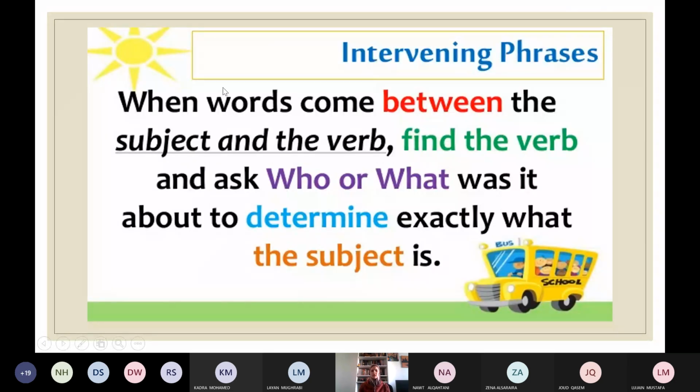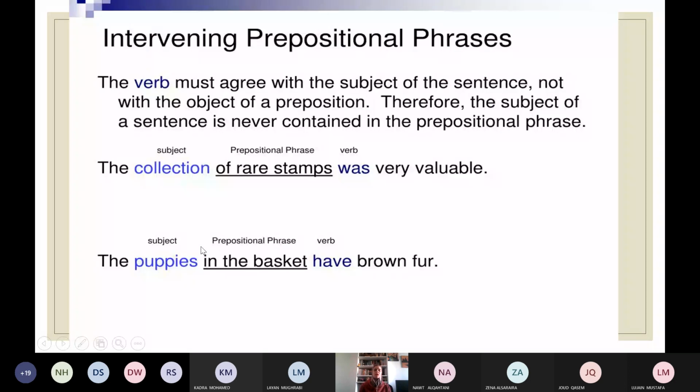Intervening phrases again. When words come between the subject and the verb, find the verb and ask who or what was it about to determine exactly what the subject is. Here, the collection of rare stamps was very valuable. Remember when we wanted to get out the parts of speech of the sentence, the first thing we do is get the verb out of the sentence, and then determine who does the verb. So it will be collection.